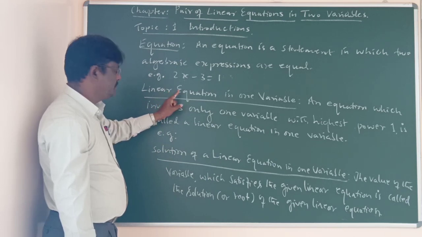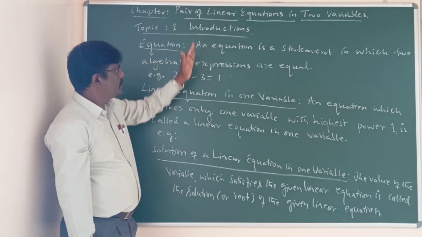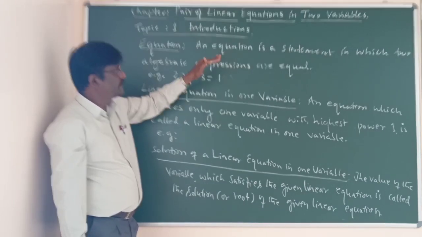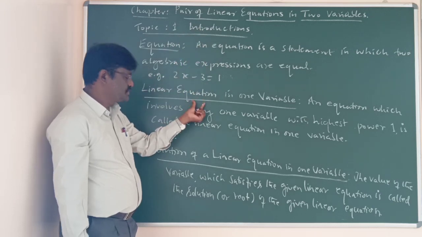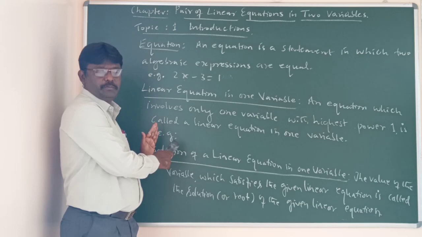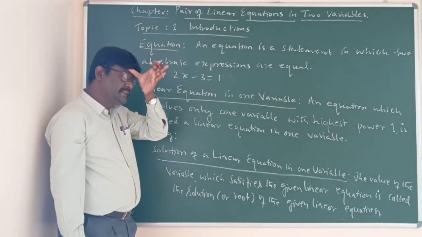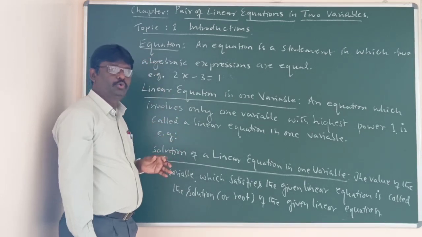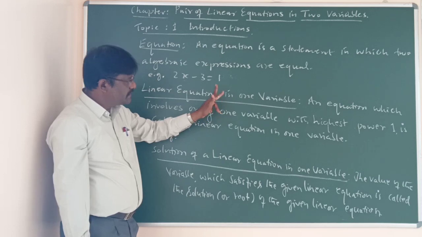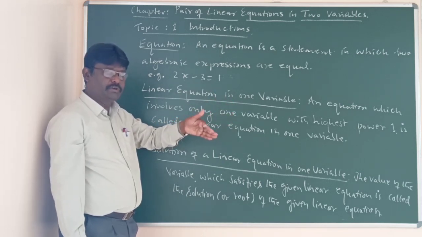Next, linear. There are different types of equations. Our chapter is pair of linear equations in two variables. Hence, to understand that, first we shall recall what we have studied in our previous classes. The next is linear equation. A linear equation we know is an equation whose degree is 1. Linear equation in one variable. Therefore, a linear equation may have more than one variable.